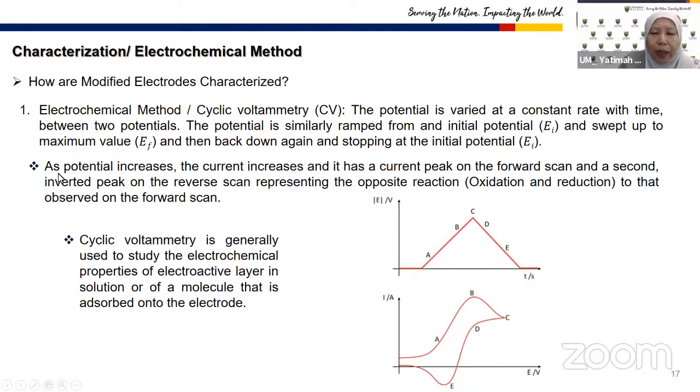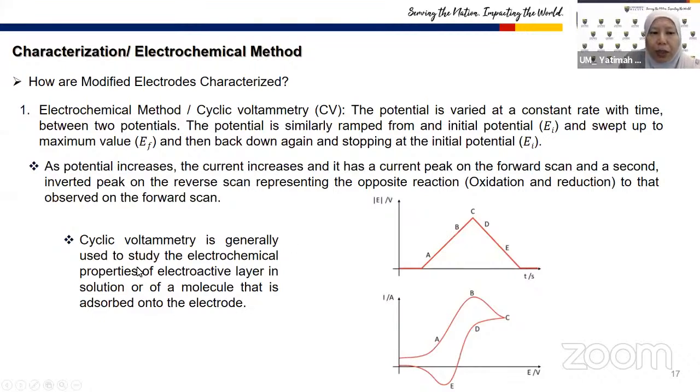And then you can see the behavior: as you increase the potential, the current also increases, and it has a peak on the forward scan and a second inverted peak on the reverse scan. So in this particular case, you can see oxidation observed in the forward scan. Let's say the potential is here, you scan the potential from this point to the other point. Okay, in the first forward scan, you can see peaks A, B, C, and then you have a reverse potential scanning back, and then you can see a reverse scan. When it goes to more negative potential, it is reduction. So you can see another peak, reduction occurs.